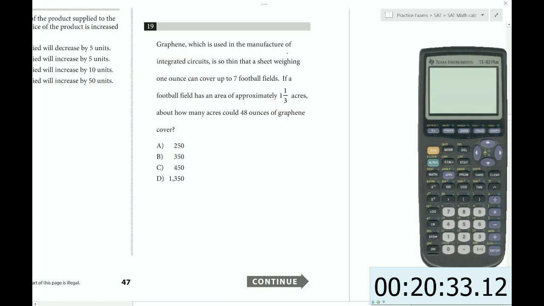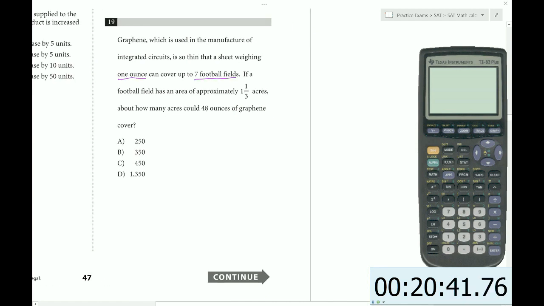Graphene, which is used in the manufacture of integrated circuits, is so thin that a sheet weighing 1 ounce can cover up to 7 football fields. Okay. If a football field has an area of this, so that's 1 field. All right, so let's make a list here. 1 ounce corresponds with 7 fields.